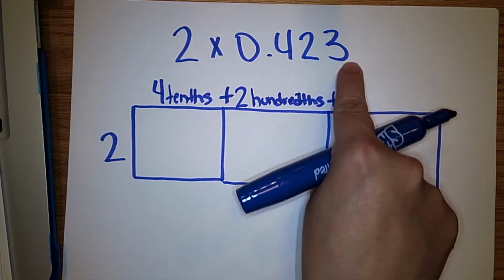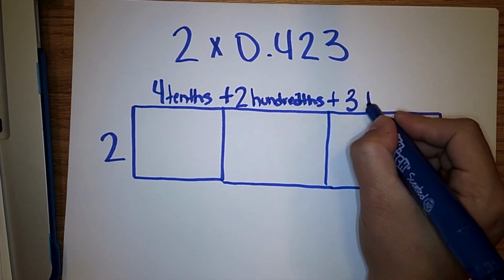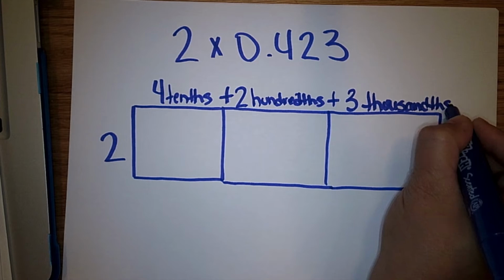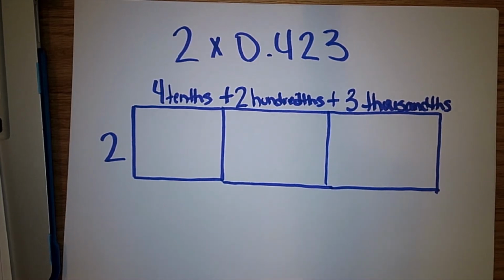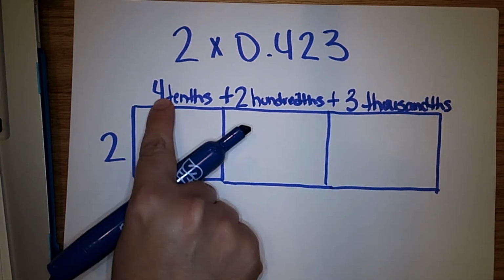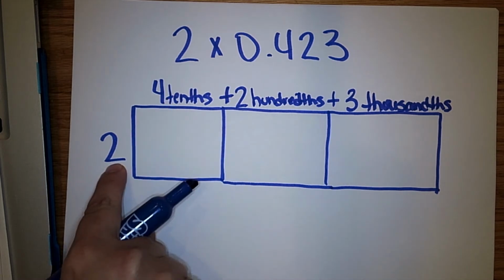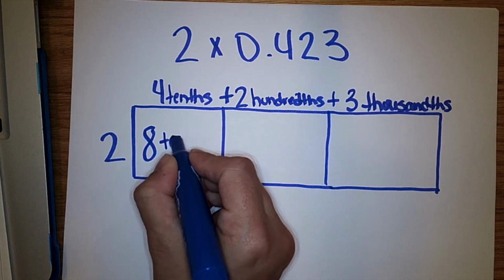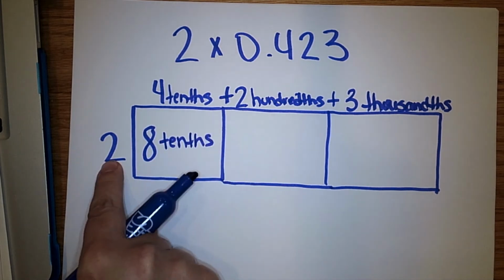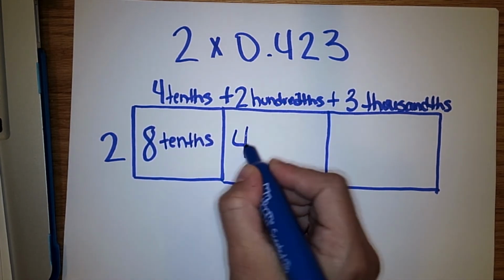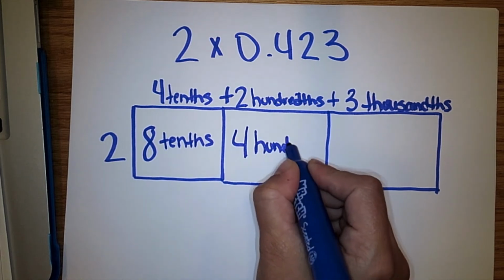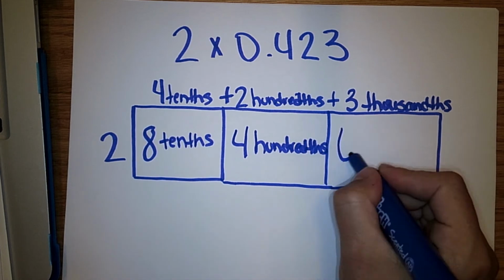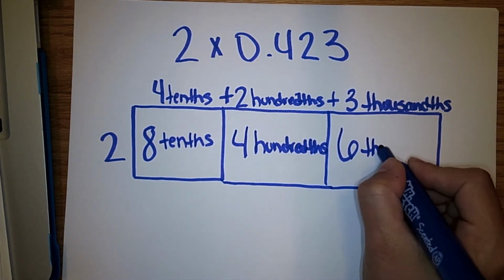Then we're going to add to that 3 thousandths. And we're going to put the answer to each of those problems into our boxes. So 4 tenths times 2. 4 times 2 is 8 in the tenths place. 2 times 2 is 4 in the hundredths place. 2 times 3 is 6 in the thousandths place.